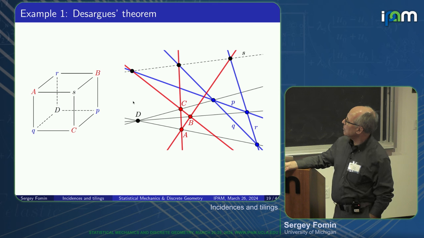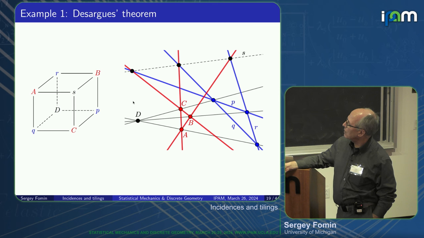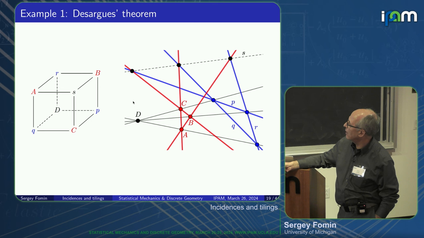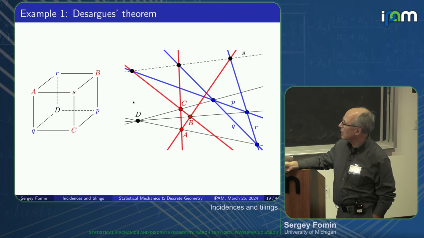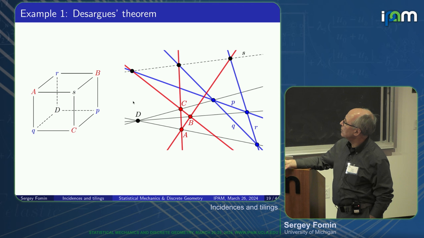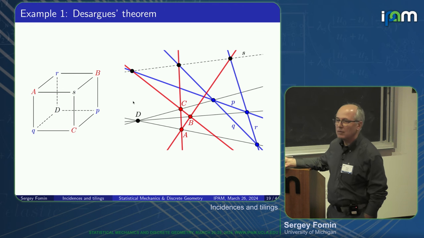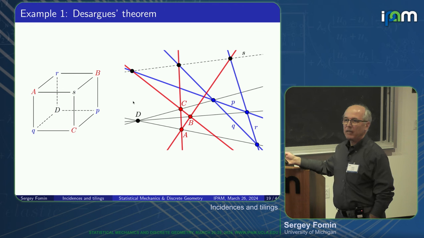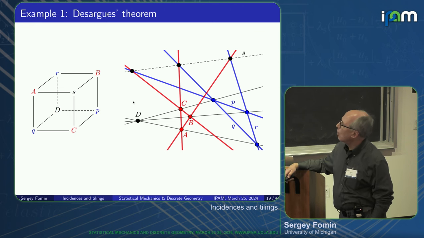Now watch. For example, what does it mean that this face of the cube is coherent? It means that the line AC passes through the intersection of S and Q. Here is the line AC. This is S. This is Q. They intersect here. That point magically lies on the line AC. You can check each of the six faces, and it will correspond to a condition in this configuration. And of course, if one of them is missing, then it will follow from the rest, and that will be an equivalent restatement of Desargues' theorem.